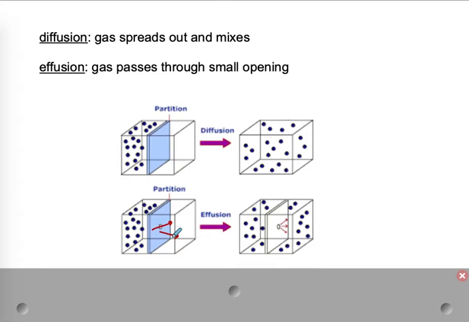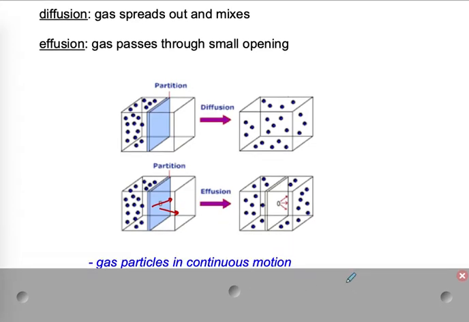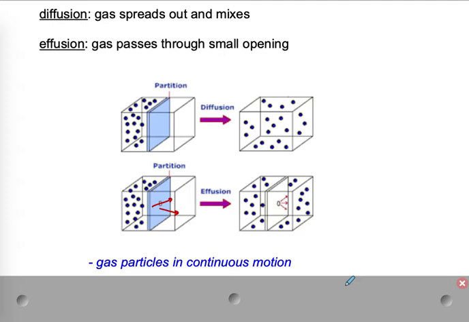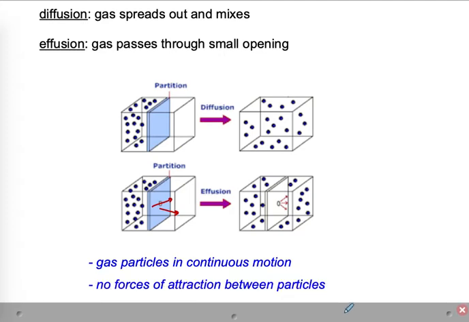In either case, the part or parts of the kinetic molecular theory that best explain these properties are, of course, as we saw before, that the gas particles are in continuous rapid random motion and that there are no forces of attraction between the particles.